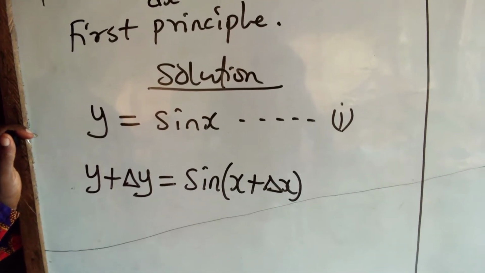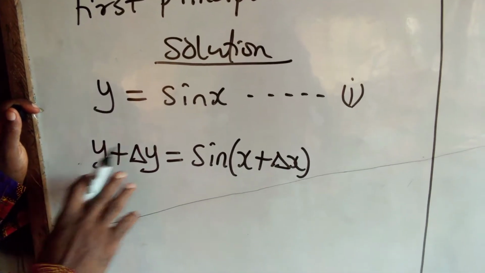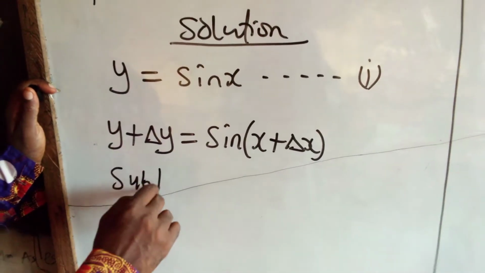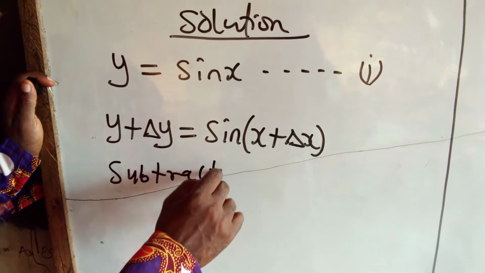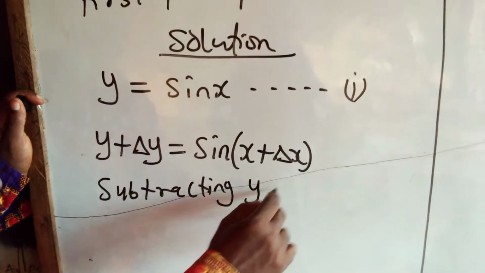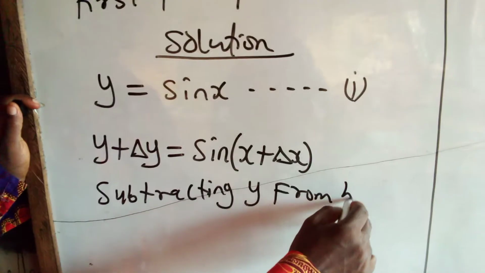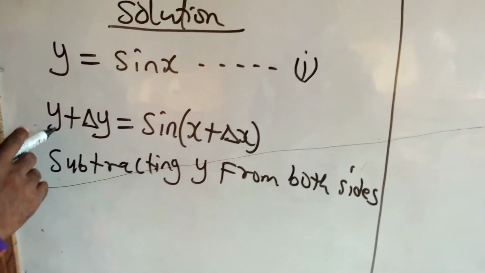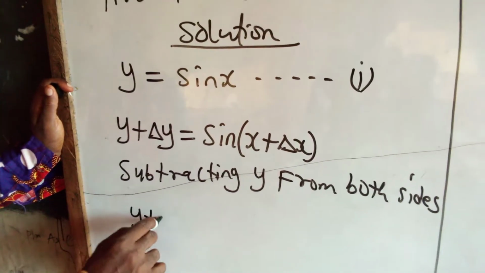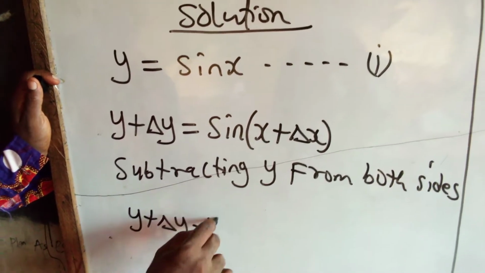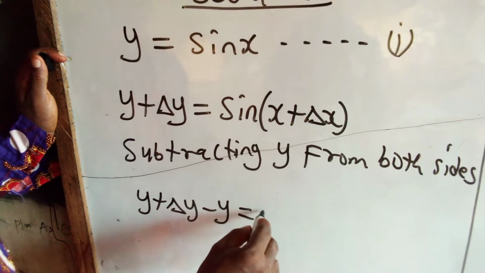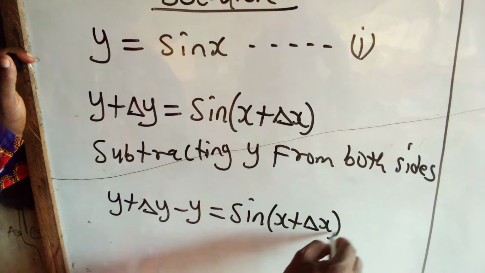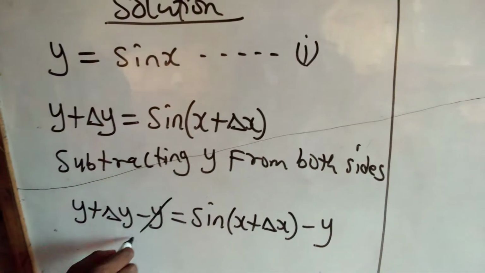The next step is that we are going to now subtract y from both sides. So you write subtracting y from both sides. If you come here now, you have y plus change in y minus y. On this side, you have sine of s plus change in s minus y. So this one we cancel.